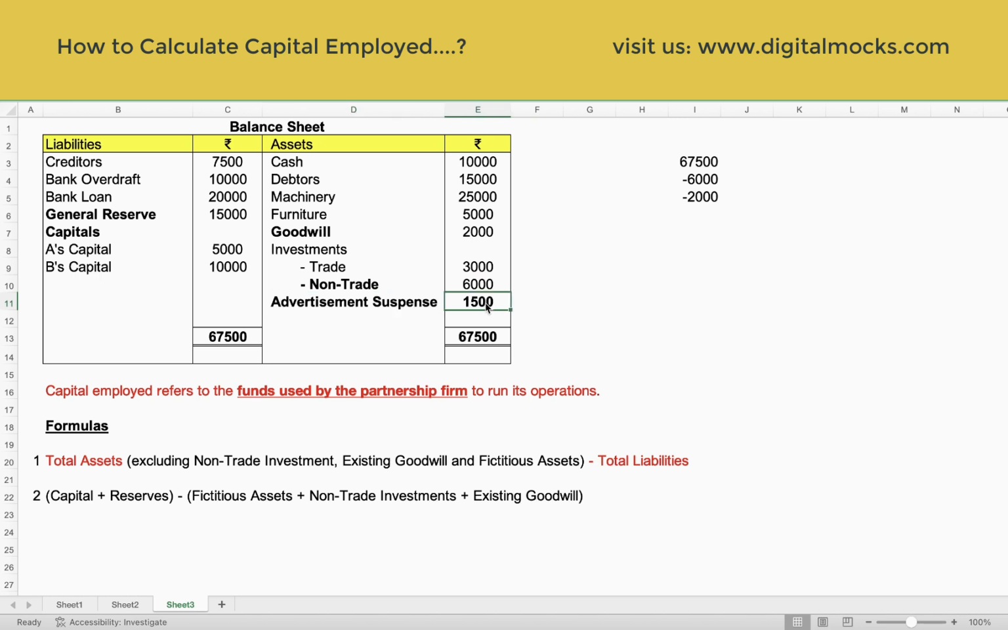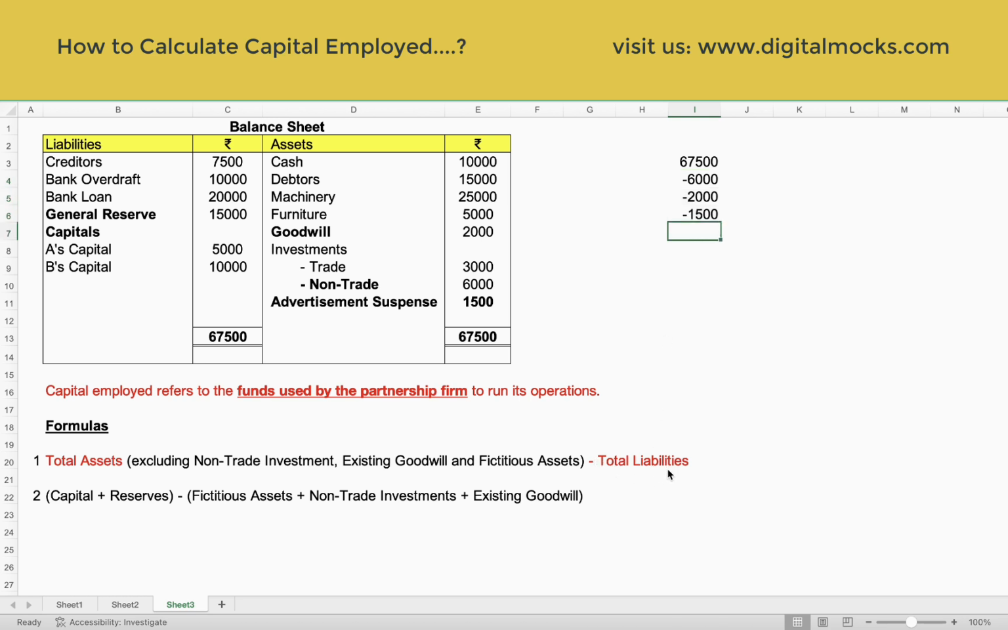And how much money? 1500. So advertisement suspense is kind of deferred revenue expenditure, heavy expenditure, and still how much is left with us? 1500. So that also we need to remove, 1500. Right? So total assets excluding non-trade investment, goodwill and fictitious assets. If these are there in the total of the assets, then from that total we have to exclude all this. And then we need to subtract what?